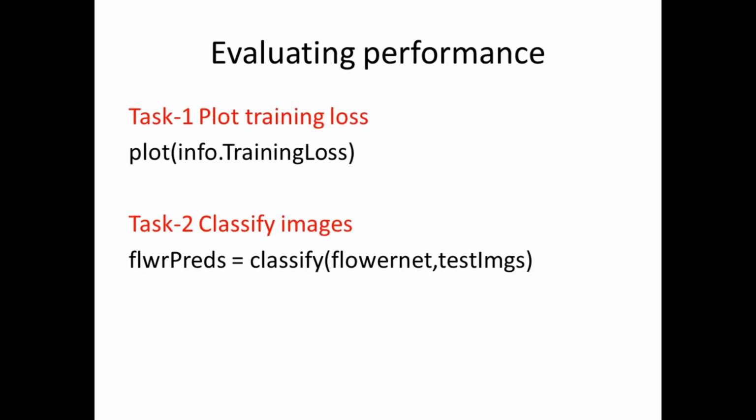Then we evaluate the performance. As usual, we need to know the loss, so we plot information from the training loss. Once you plot the training loss, you will identify how much loss is in the network. Then we can go back to the previous stages and modify the layers, the learning rate, or the activation function, whatever it is, to improve the performance, and again come back here and plot the training loss and make sure we improve stage by stage.